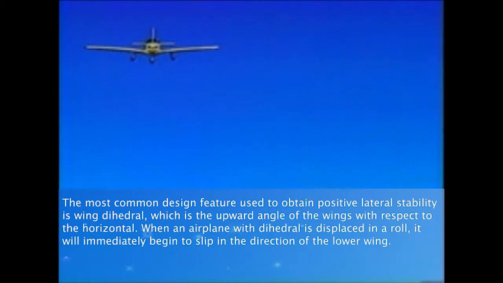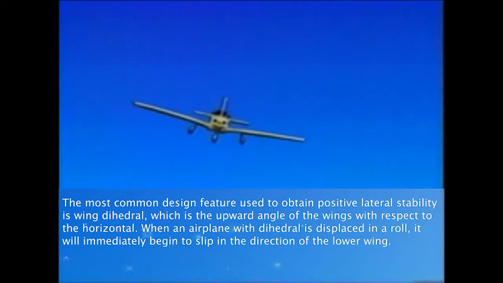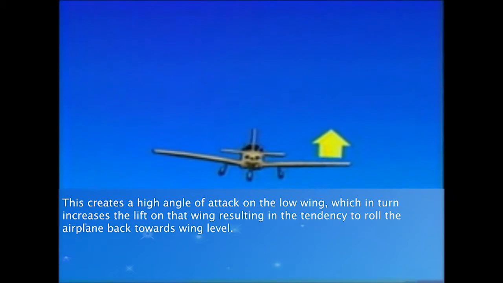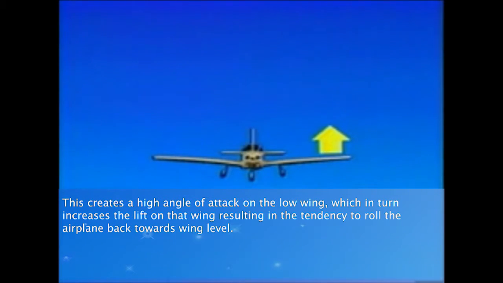When an airplane with wing dihedral is displaced in a roll, it will immediately begin to slip in the direction of the lower wing. This creates a higher angle of attack on the low wing, which in turn increases the lift on that wing, resulting in a tendency to roll the airplane back toward wings level.